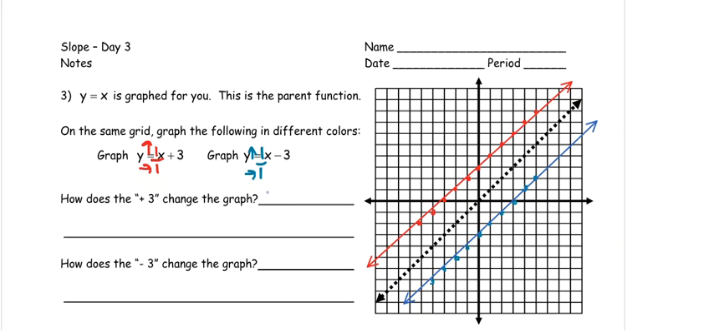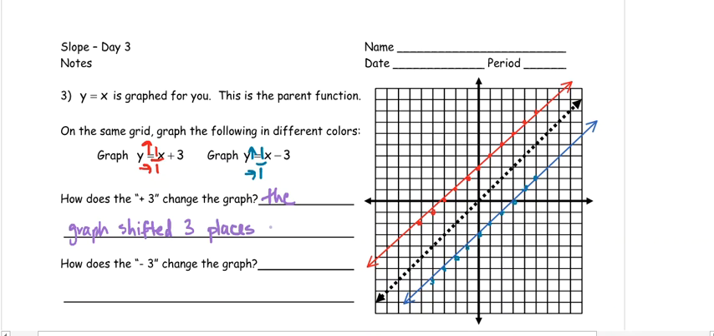The graph has shifted 3 places. 3 boxes, 3 places. If you're looking at the blue graph for y equals x minus 3, again, it's not steeper. It's the same steepness. It's just that the graph this time has shifted down 3 spots.